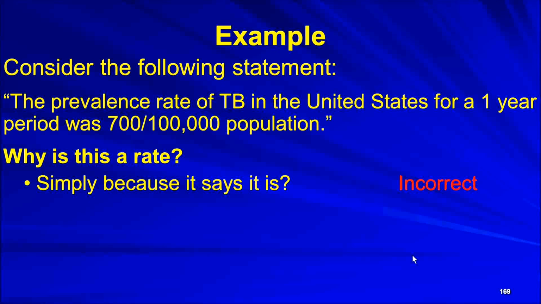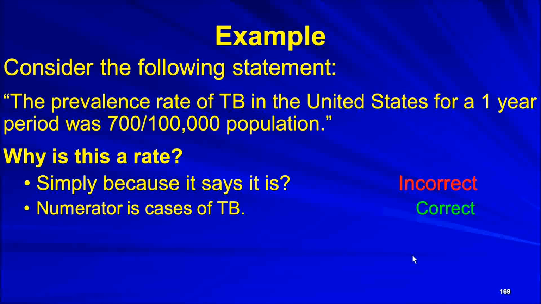No. Don't be fooled. You're going to find out later on that by tradition we have people that really didn't understand the definitions of a rate, ratio, and a proportion, and so they called them by the wrong name, and they've stuck over time. And we still use the wrong name. Okay, the numerator is cases of TB. Is that right? And it is correct. The numerator is cases of TB.